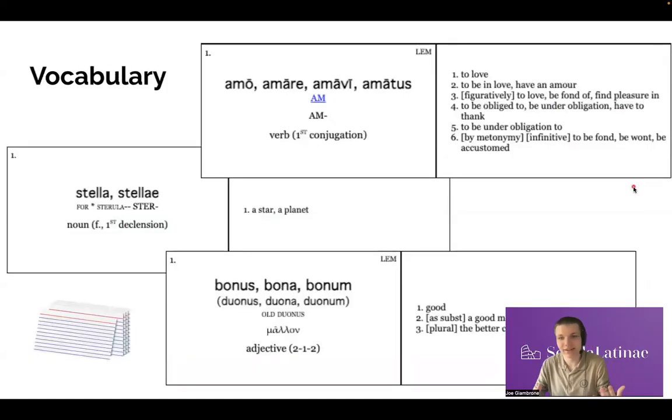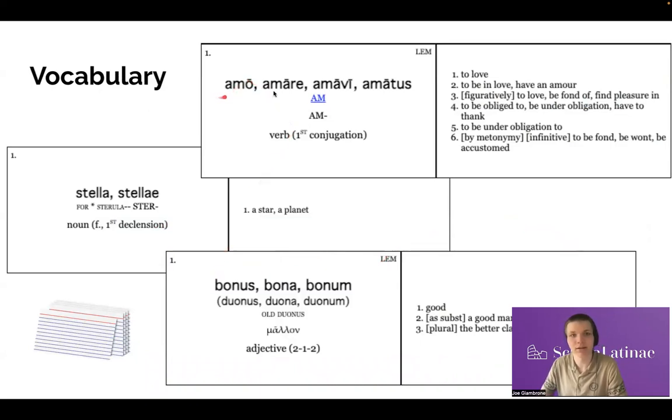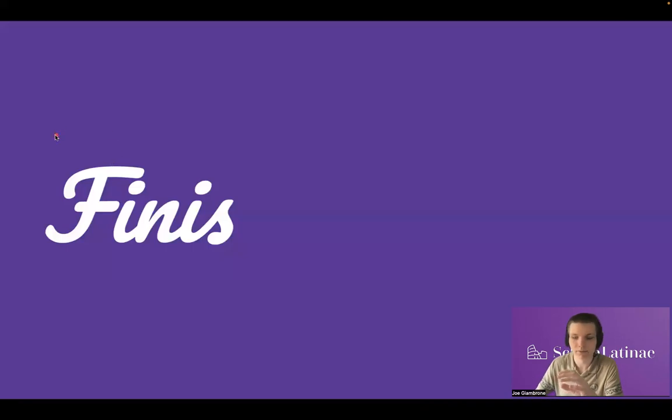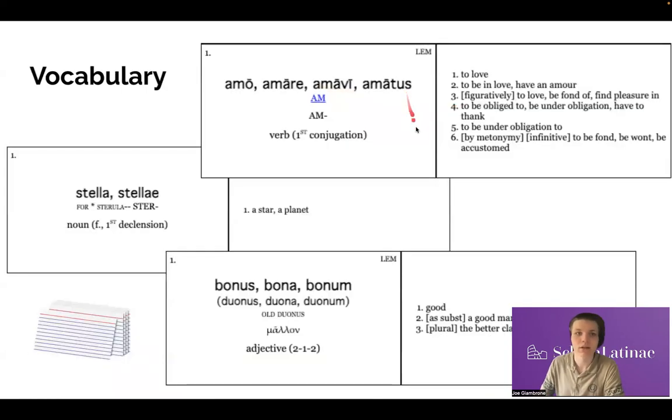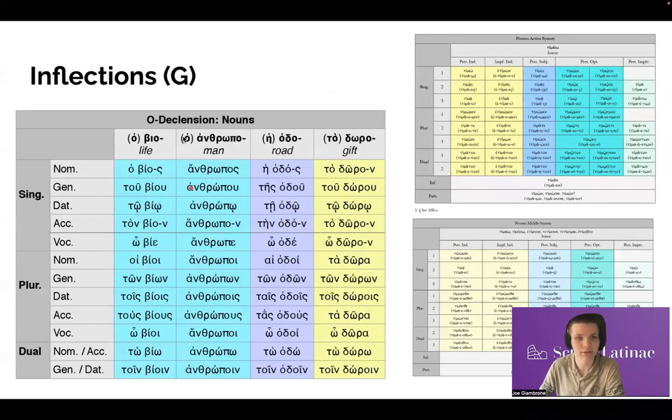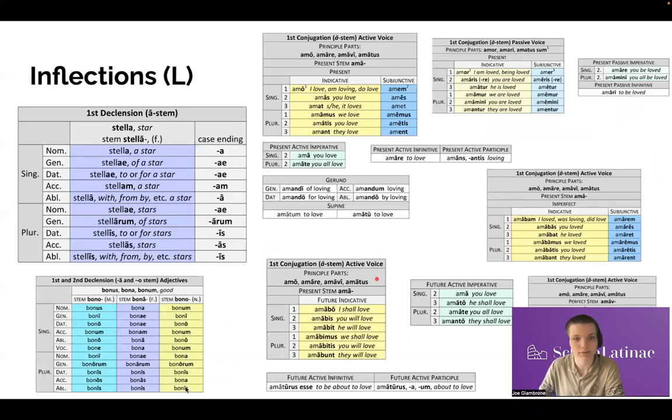Of course, before you get into actually inflecting these, you have to look at the vocabulary. A lot of the vocabulary you'll see comes in flashcard forms where you have what's called a dictionary entry on one side and the English definitions on the other. For a verb, these are the three words that we had on the Latin slide. For a verb, amo, amare, amavi, amatus tells you everything you need to know about how to conjugate it in all of these forms. And then stella, stellae gives us all of these forms, and bonus, bona, bonum gives us all of these forms.